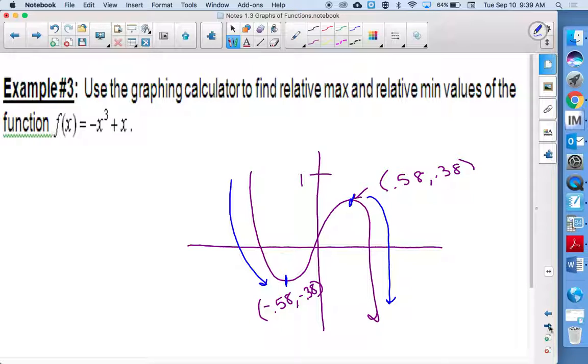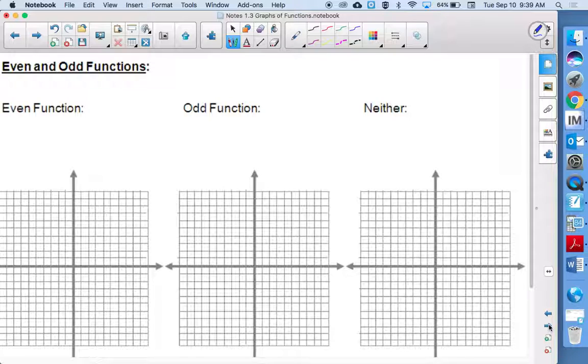So the last concept of using graphs, talking about things being even and odd. Numbers are even and odd.